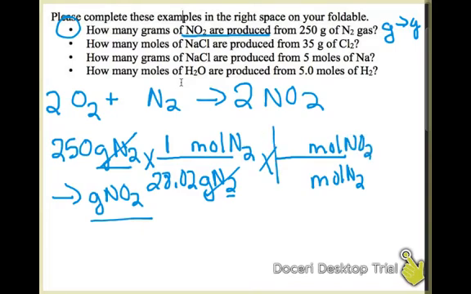And then to get these numbers, I look at my balanced chemical reaction. The coefficient in front of my NO2 is a 2. Coefficient in front of my N is a 1. This unit cancels out this unit. We're left with moles of NO2. But that's not what we want. We want grams of NO2.